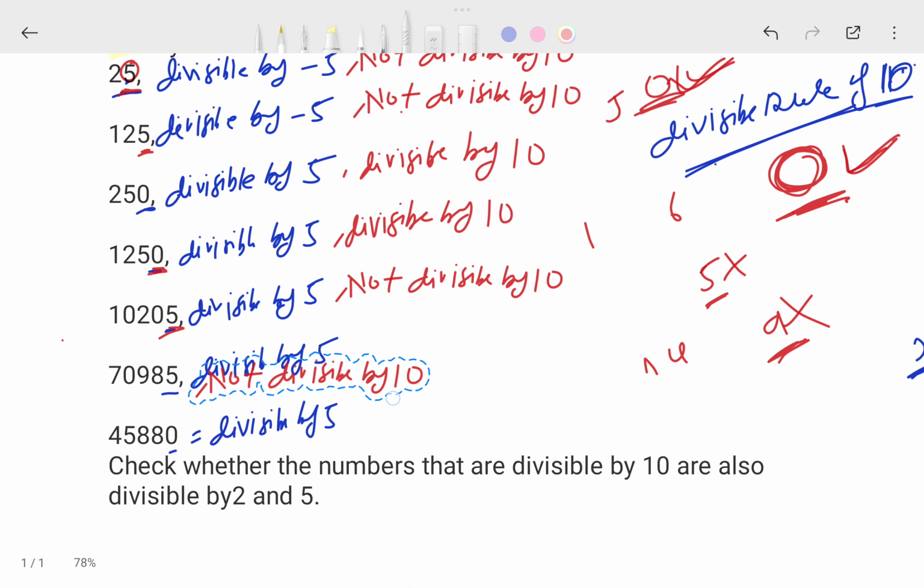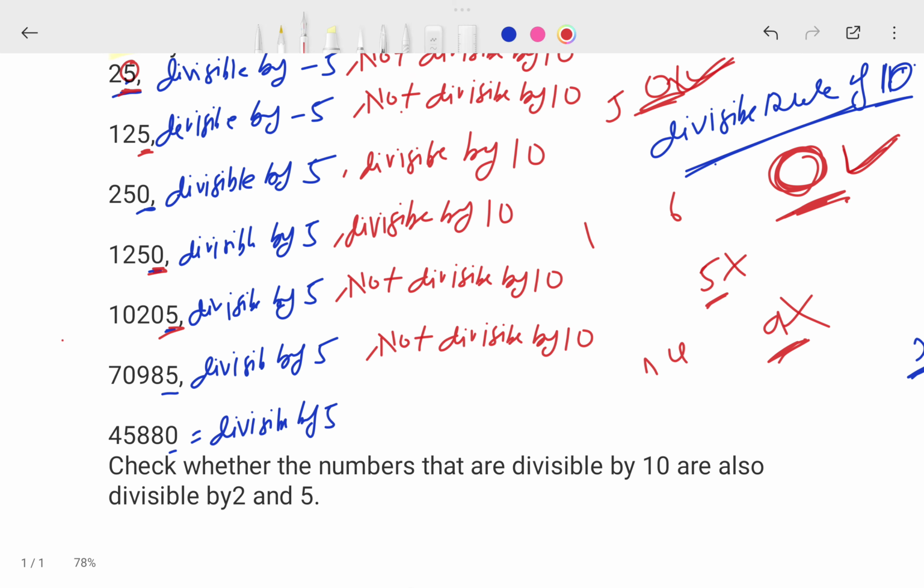Here if you see, this number's last digit is 5, so it is also not possible to divide by 10. So what is the divisibility rule? If the end of the number is 0, it is divisible. So here the end number is 0, so it is divisible by 10.